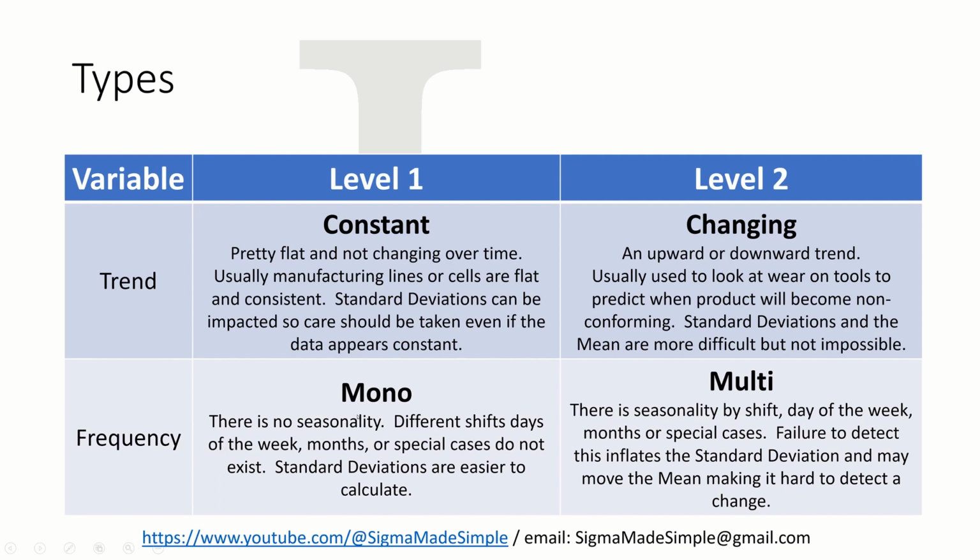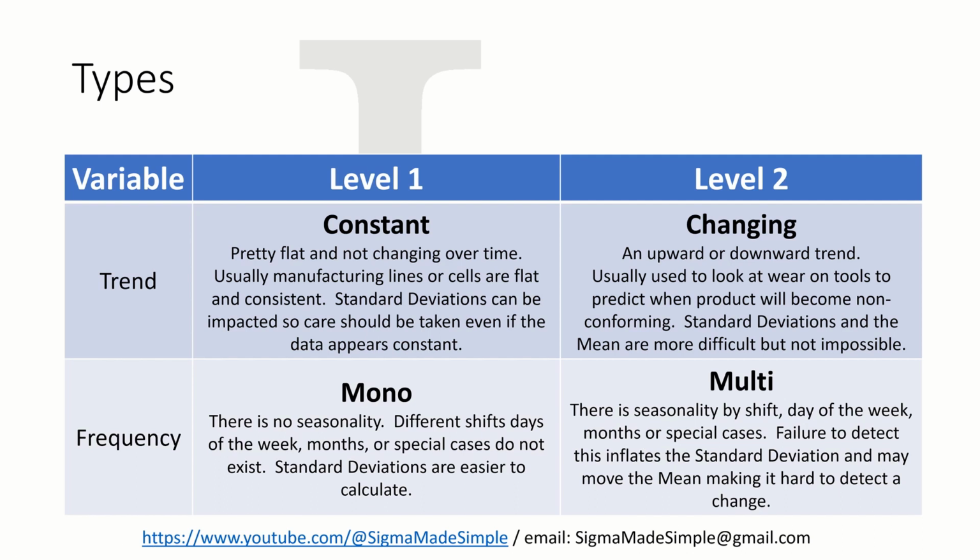A frequency can be mono, meaning there's no seasonality. The data is one set of data. Your frequency could be multi, which means there's seasonality. It could be by shift, by day of the week, by line, months. There could be special causes going on. And we'll talk about that in a little bit.